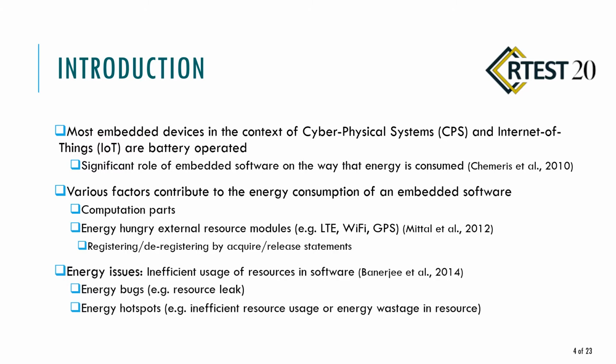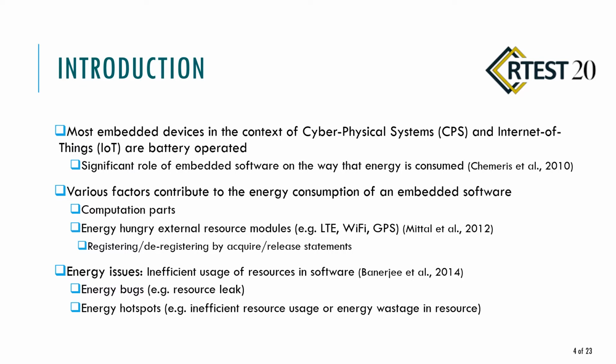Even if the software functionality is correct, inefficient usage of these resources in software may lead the system to consuming higher energy than the actual need, called energy issues. Two major categories for such energy issues are energy bugs and energy hotspots. An energy bug happens when a resource continues to consume energy even after the completion of the program, which is also called resource leak.